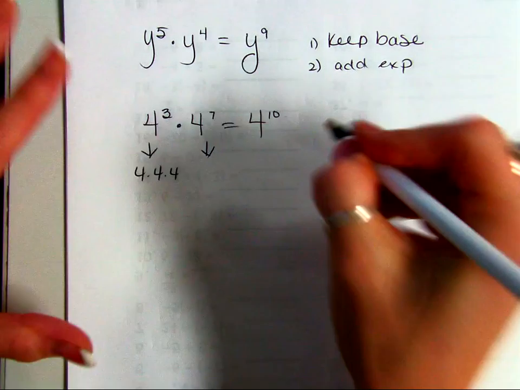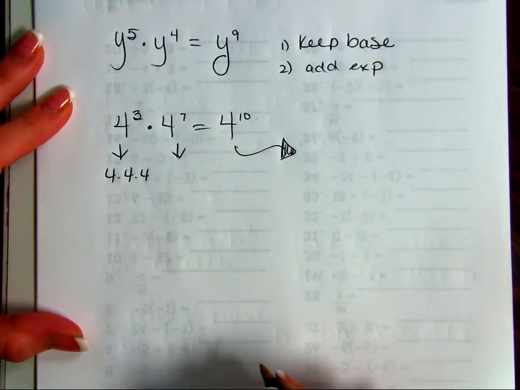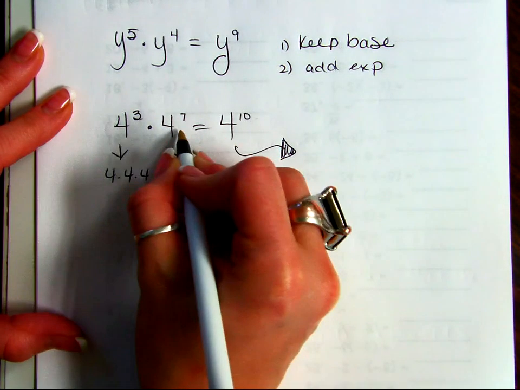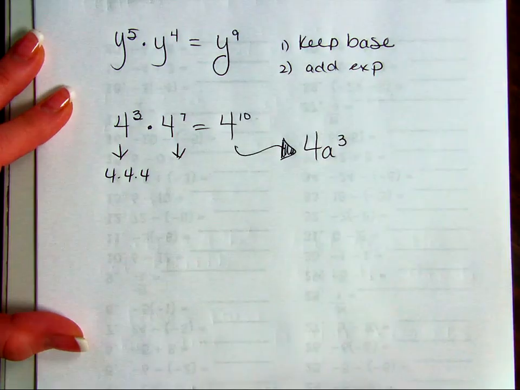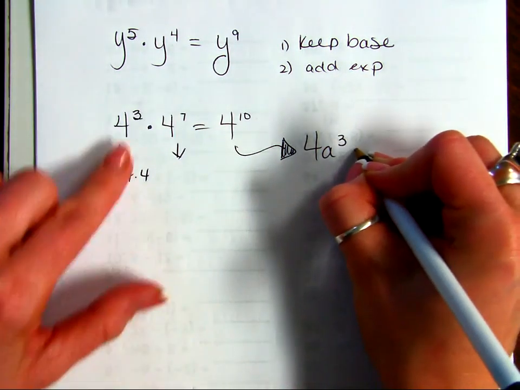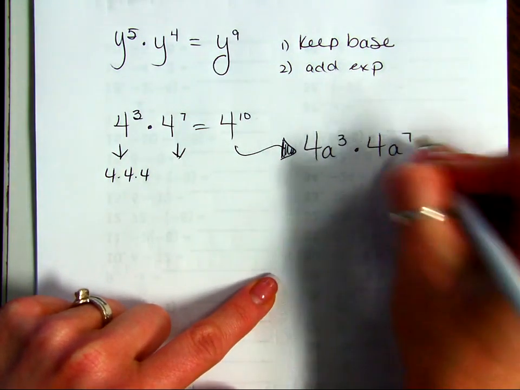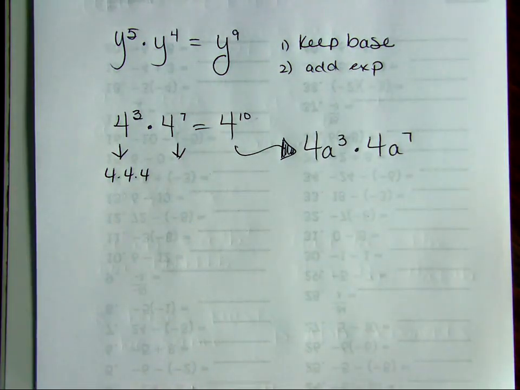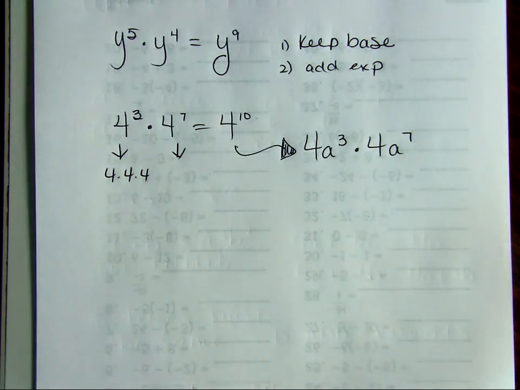So now watch. Really quickly, watch what I'm going to do. I'm going to sneak an a in there. So instead of 4 to the 3rd, I'm going to make it 4a to the 3rd. I'm just making a whole new problem. Instead of 4 to the 7th, I'm going to make it 4a to the 7th. Because you're kind of like, all right, I know I just titled this products. We haven't even multiplied anything yet. So, here's where we're getting to.